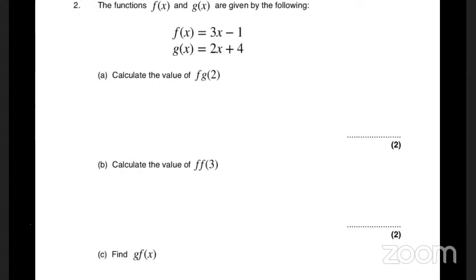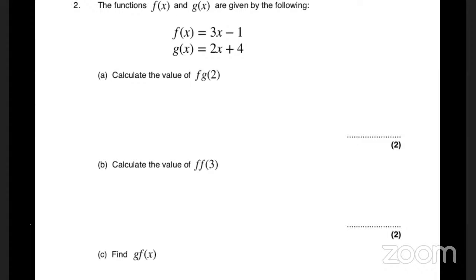Okay, so we should have gotten enough time to attempt that. So let's go. The functions f of x and g of x are given by the following: f of x equals 3x minus 1 and g of x equals 2x plus 4. Calculate the value of f of g of 2. All right. So this is kind of like a relay, if you would take it like that.